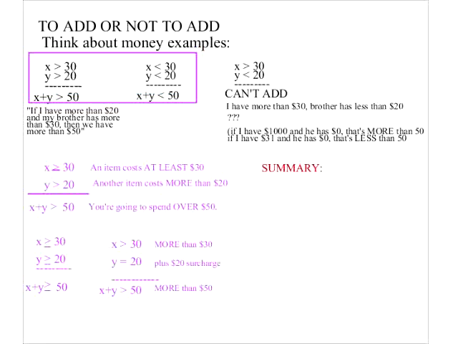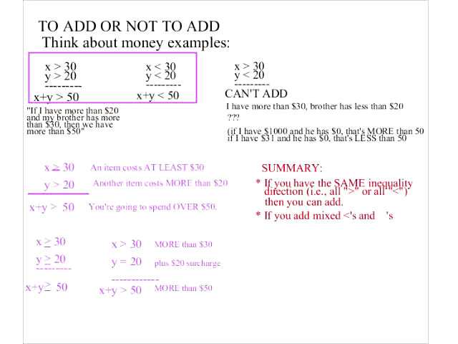The summary here is if you have the same inequality direction, i.e., all of them are less than or all of them are greater than, then you can add. Okay, if you add mixed less thans and less than or equal tos, then out of that you get a strict less than. Same thing is true for greater thans.